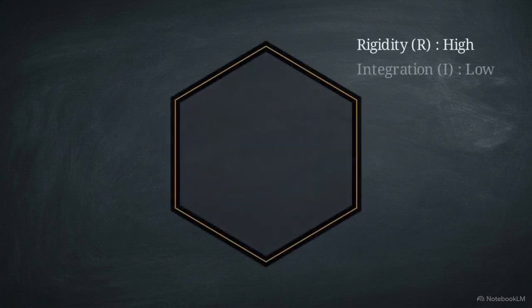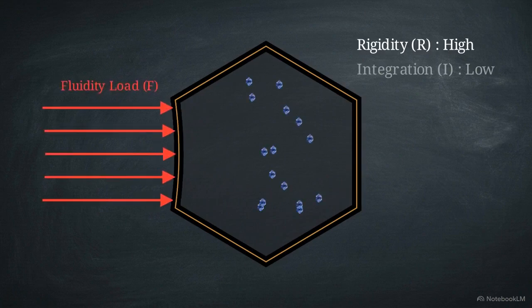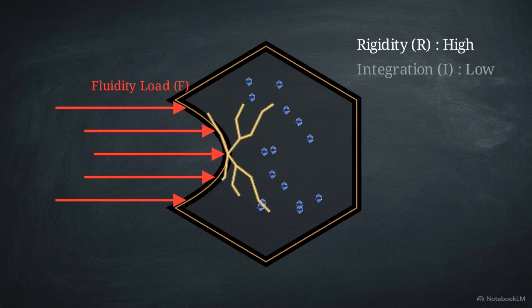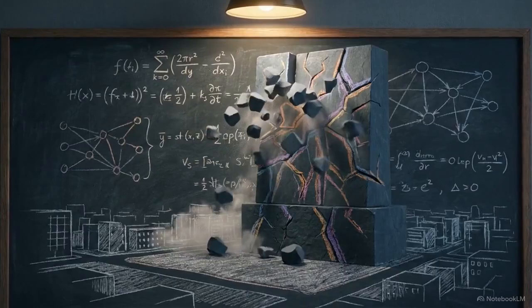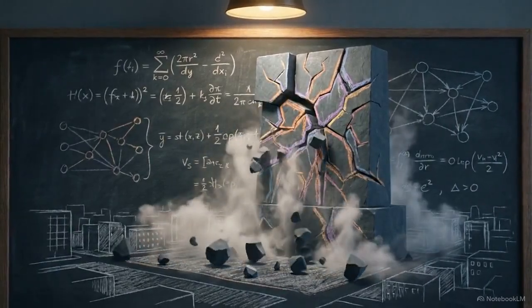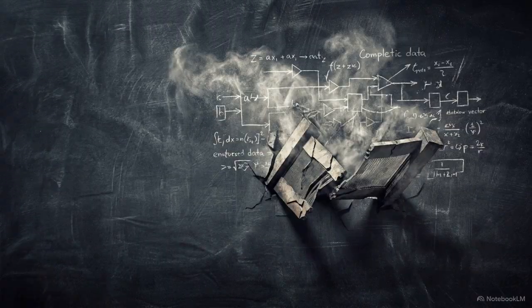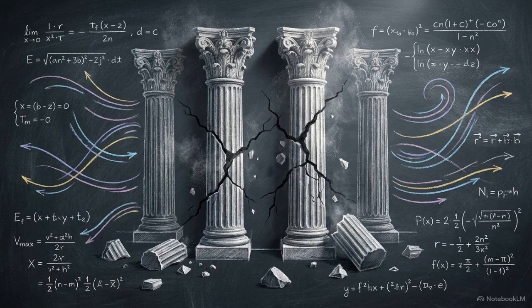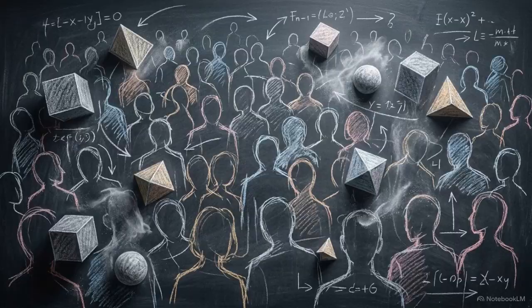A nation with high institutional rigidity but low internal integration cannot effectively distribute the strain of a sudden spike in fluidity. When the incoming pressure exceeds the system's ability to integrate it, the nation enters a state homologous to a fragmented dream. Its borders fail, its institutions fracture, and internal coherence dissolves.